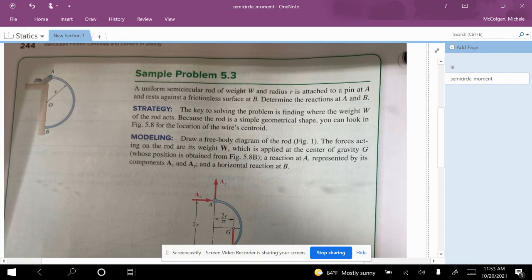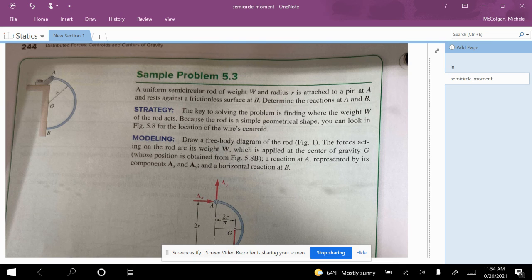Okay, this is another example from your book that I thought was a really cool example, kind of similar to the one we did. So we've got this semicircular rod connected at A, has weight W, radius R, and it's attached at A and it rests against B. So the only reaction force at B would be away from the wall, but it's not holding it in. There wouldn't be a reaction force pulling on the rod.